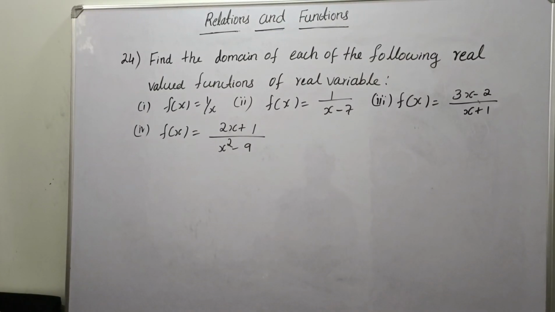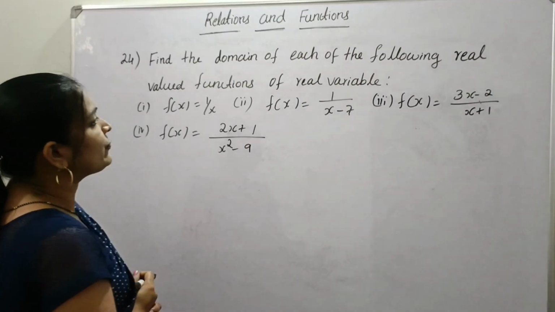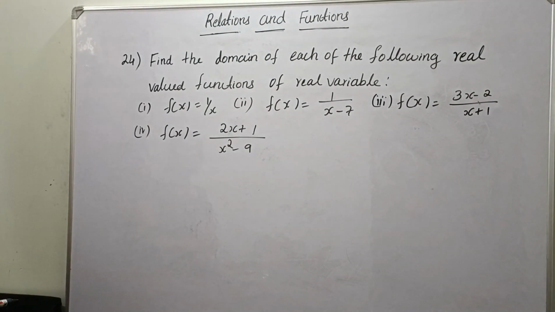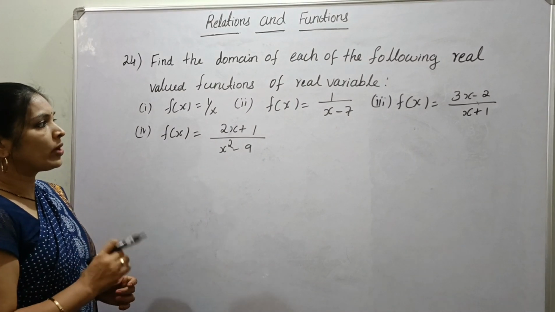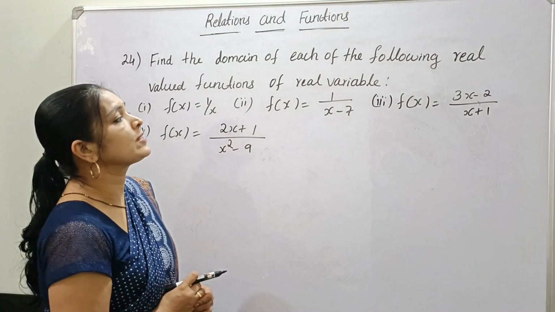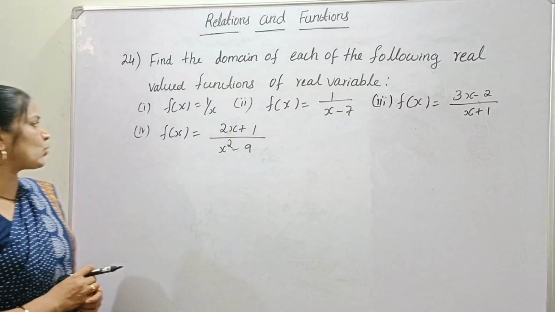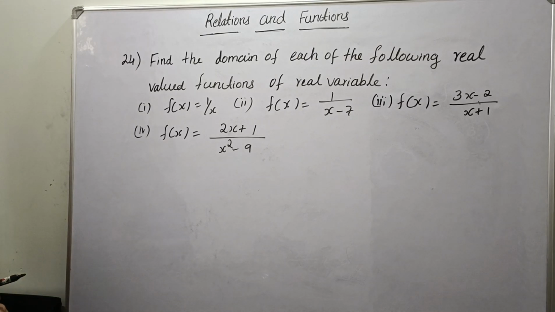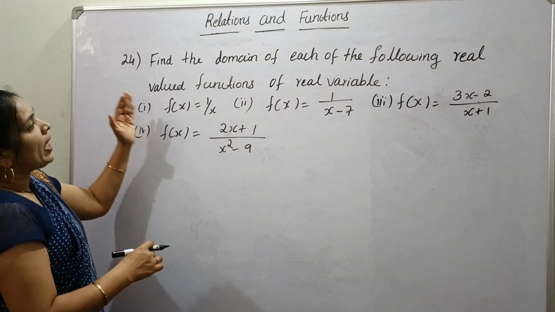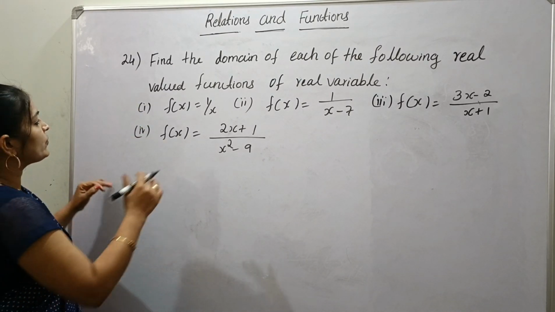Look at this question. Find the domain of each of the following real valued functions of real variable. f of x is equal to 1 by x, f of x is equal to 1 by x minus 7, f of x is equal to 3x minus 2 divided by x plus 1, f of x is equal to 2x plus 1 divided by x square minus 9. So first function, here we have to find the domain of each of these functions.